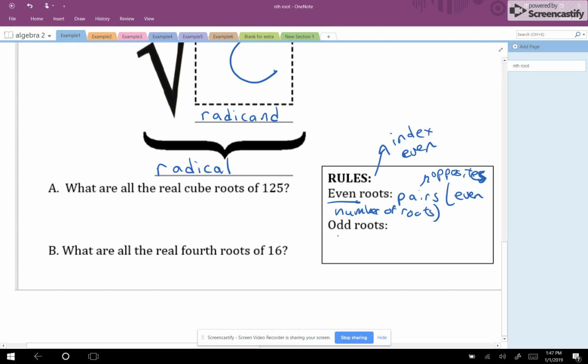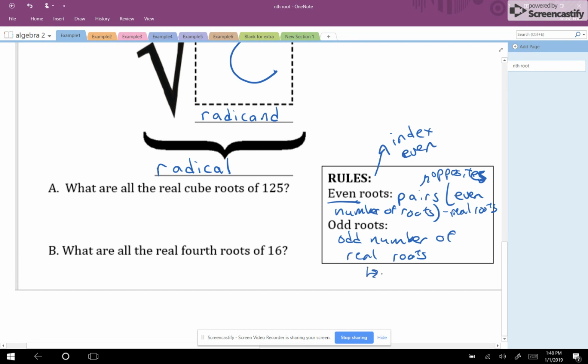Odd roots are going to have an odd number of real roots. And we should talk about, when we're talking about radicals and things like this, we're really looking at real roots more than anything else. Because for all intents and purposes now, we're kind of past the imaginary stuff. Imaginary roots are important when we're talking about polynomials, like we did right before Christmas. But now we're talking about real roots and finding real roots of real numbers. So odd roots have an odd number of real roots.